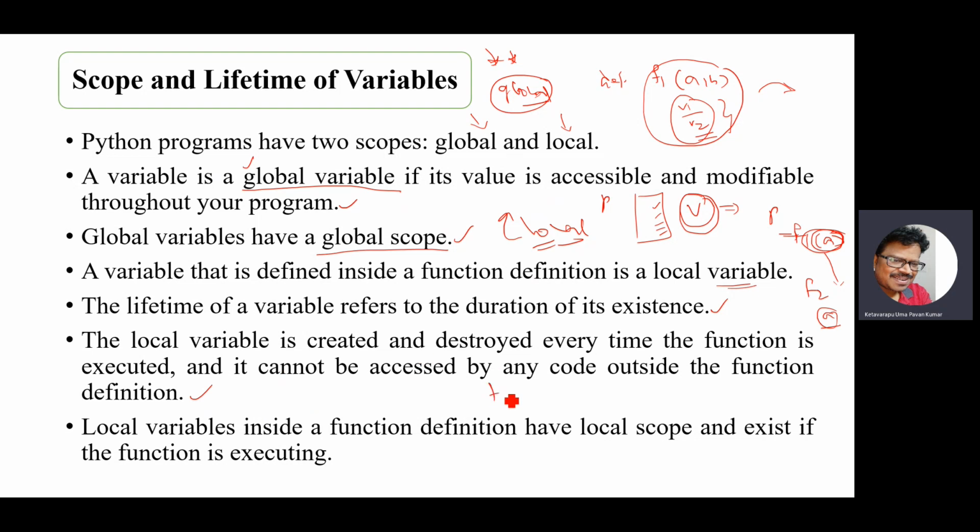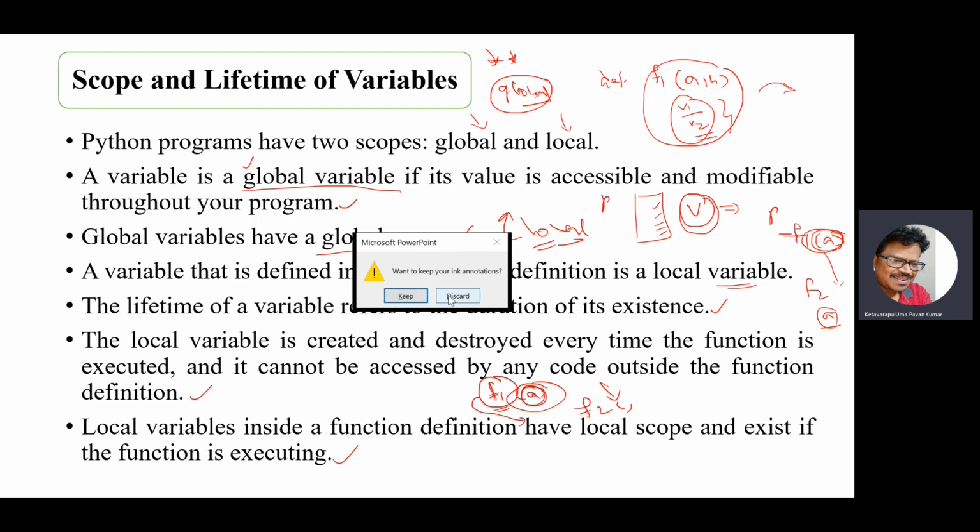Suppose I define a variable a inside function one, and after coming out of that particular scope we call another function, this variable is no longer available outside of this particular function. Whenever you enter the function, the local variable is alive and you can access that variable. Whereas if you come out of that function and call one more function, then this variable is not going to be available. So local variables inside a function definition have local scope and exist only if the function is executing. Only if the function executes do we get the local variables.